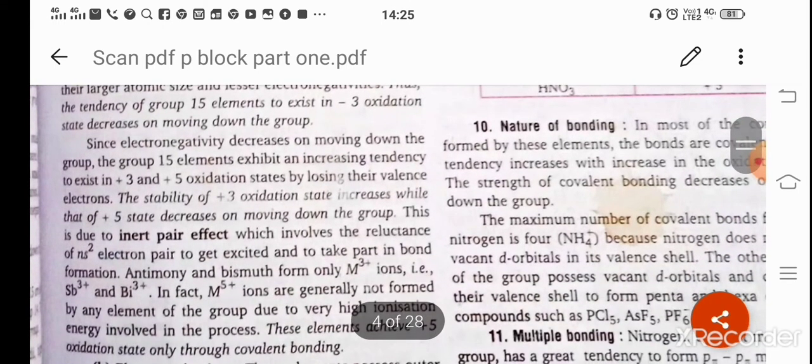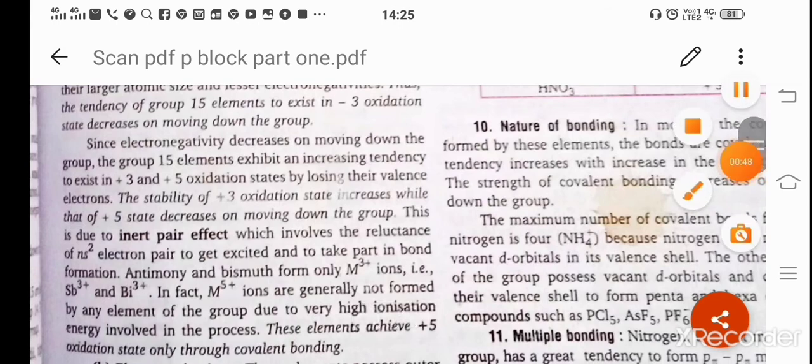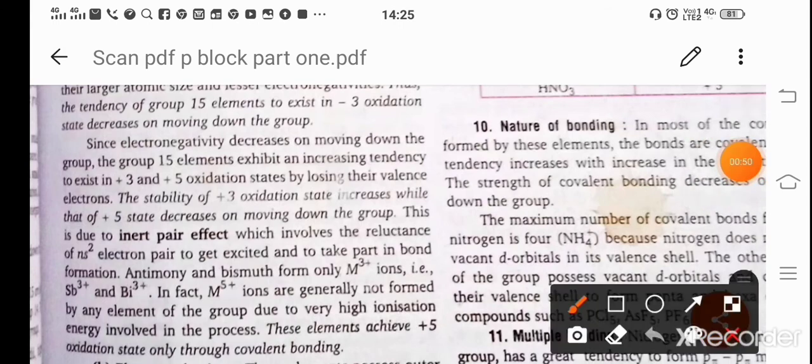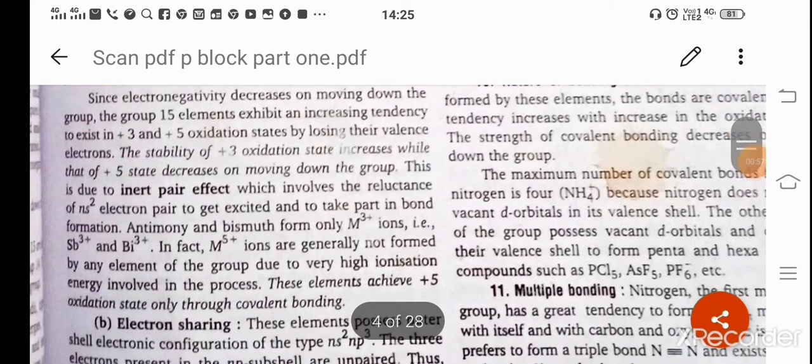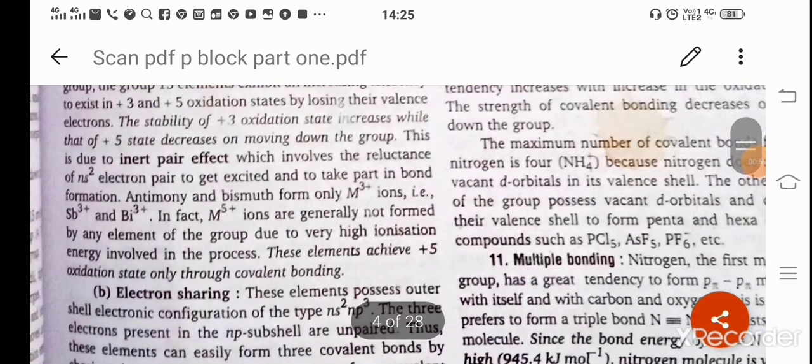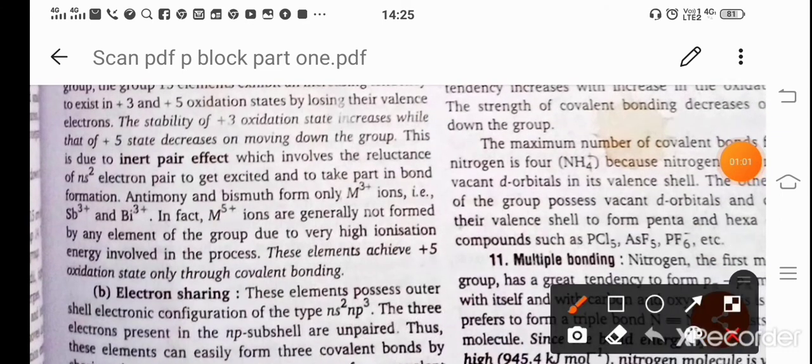Down the group, the positive oxidation states are +3 and +5. The +3 and +5 oxidation states are exhibited by all the elements in group 15 except nitrogen. The stability of the +3 oxidation state increases down the group while +5 decreases due to the inert pair effect, meaning reluctance of s electrons to form bonding. Bismuth and antimony only form +3 ions. They do not form +5 because of the inert pair effect.